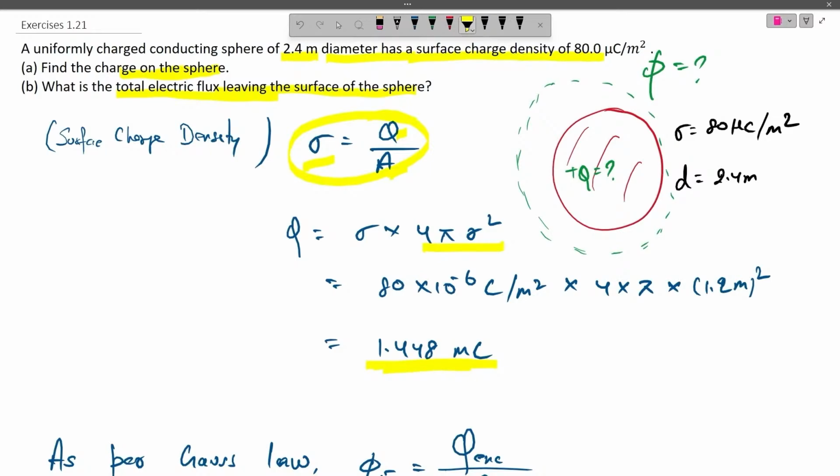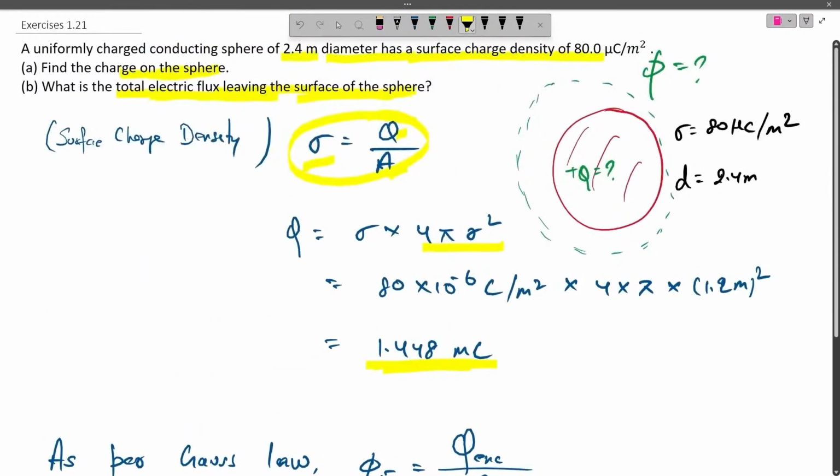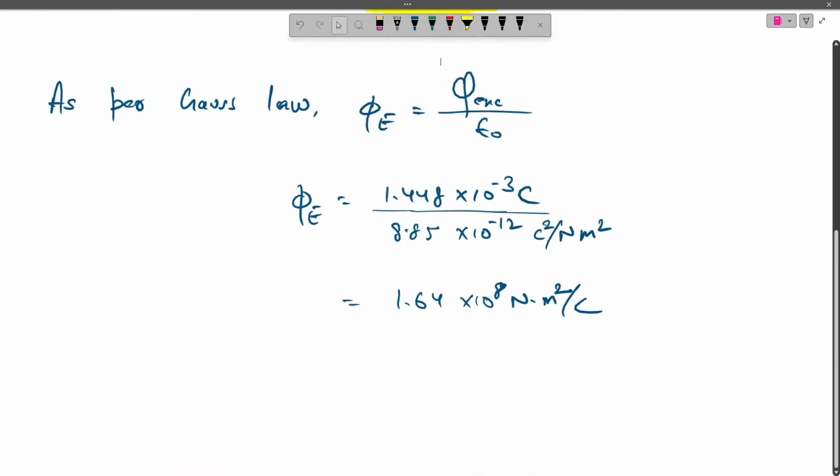Now the second question was, what is the total electric flux leaving the surface of the sphere? Now we can assume a Gaussian surface around this sphere, and as per Gauss law, flux through the Gaussian surface would be equal to total charge enclosed by the Gaussian surface divided by epsilon naught. Since this Gaussian surface would be enclosing this charge Q, 1.448 microcoulomb, we can use this expression for finding the flux. So flux would be equal to 1.64 times 10 to the power 8 Newton meter square per coulomb.